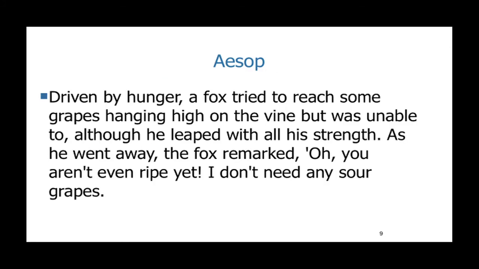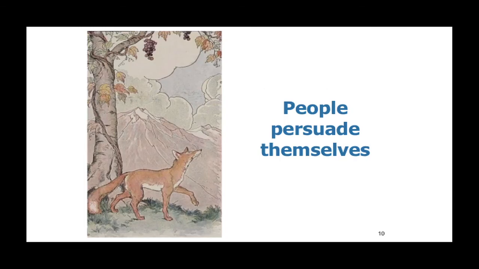Driven by hunger, a fox tried to reach some grapes hanging high on the vine, but was unable to, although he leaped with all his strength. As he went away, the fox remarked, "Oh, you aren't even ripe yet. I don't need any sour grapes." People persuade themselves the same way that Aesop's fox persuaded himself.